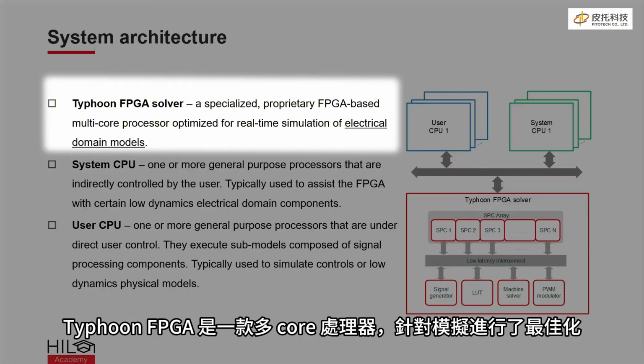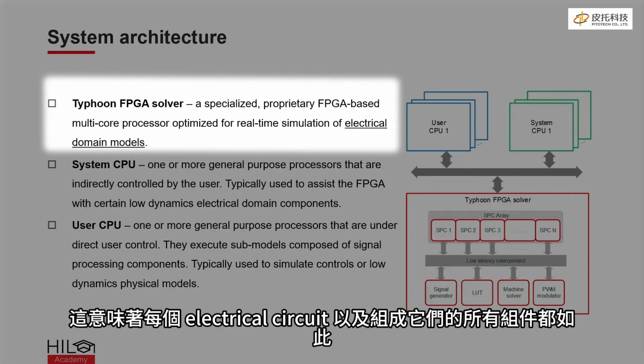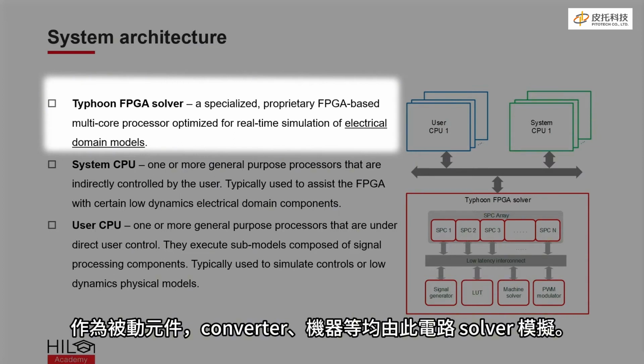The Typhoon FPGA solver is a multi-core processor optimized for simulating the electrical domain part of the model in real time. This means that every electrical circuit and all the components that comprise them, such as passive elements, converters, machines, and others, are simulated by this circuit solver.